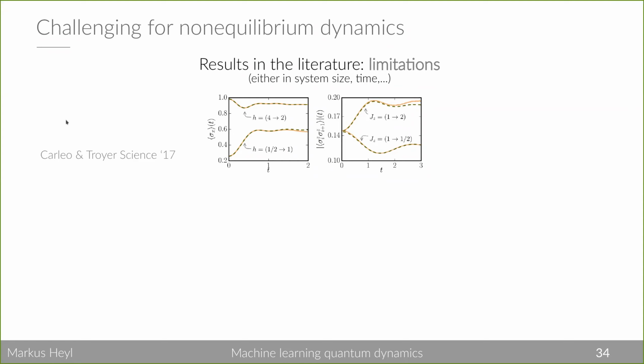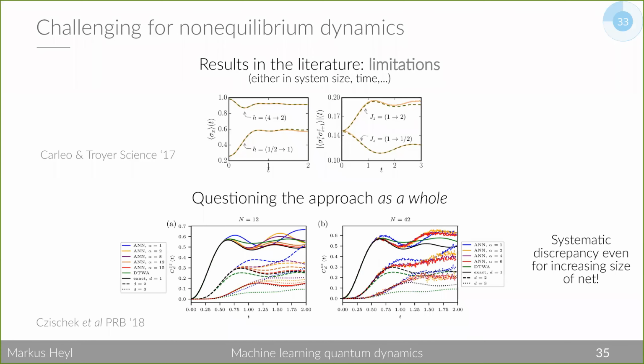So here, that's from the initial pioneering paper, where you can see dynamics in some transverse field Ising model on rather short times, like 1, 2, that's almost transient. And you can already see some deviations from the exact result. The exact result is the dashed line, and the neural net approach is the solid. One could wonder, okay, maybe you could improve on that situation. But there were also works which were questioning the approach as a whole.